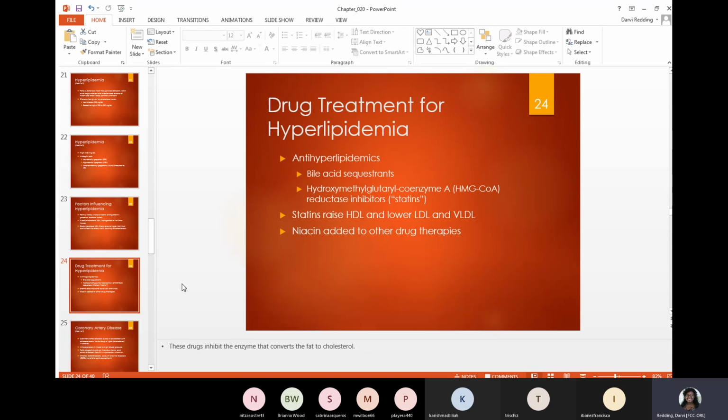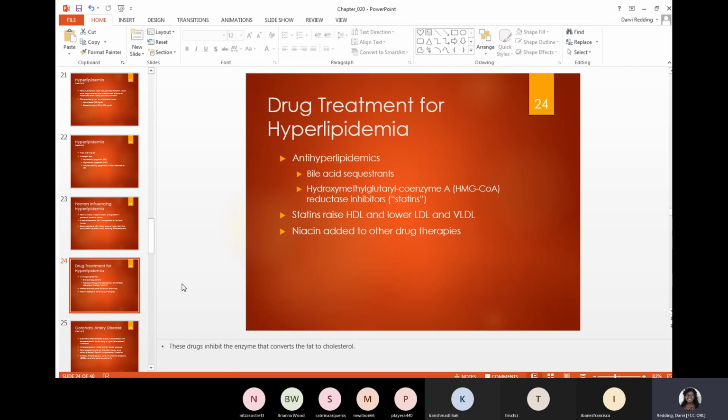So some medications that can help treat hyperlipidemia would be called anti-hyperlipidemics. Some of the medications will be bile acid sequestrants. You also have HMG CoA inhibitors. Most of those drugs include statins. So anything that ends in statin, common drugs that end in statin, an example of that would be simvastatin, rosuvastatin, pravastatin.